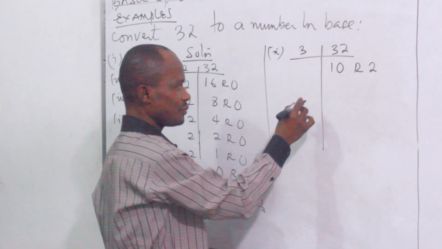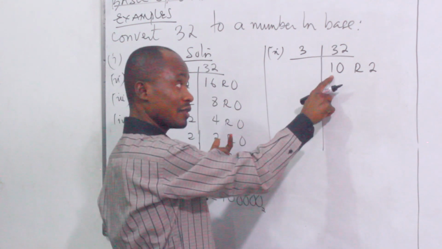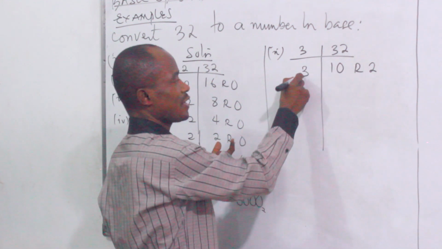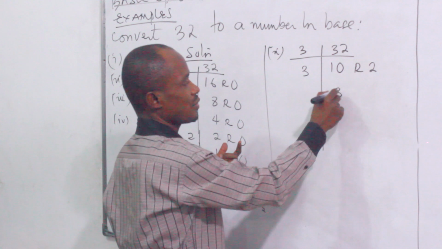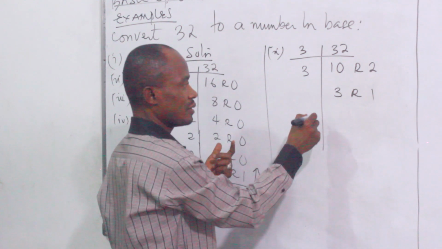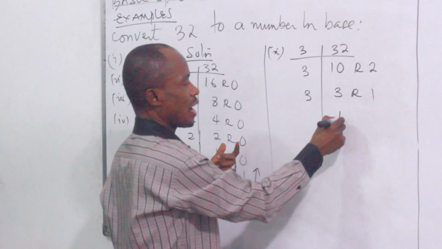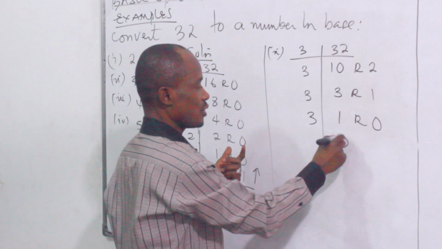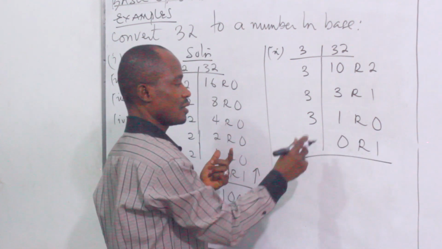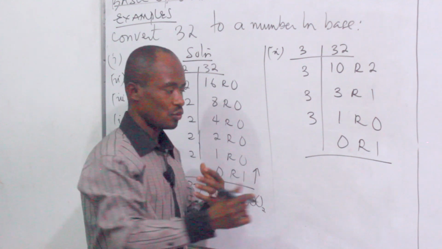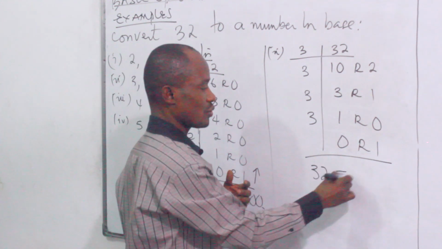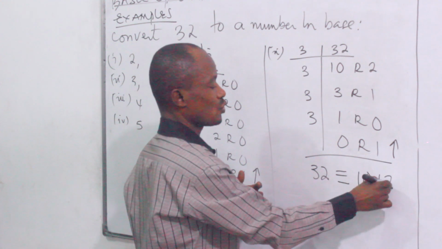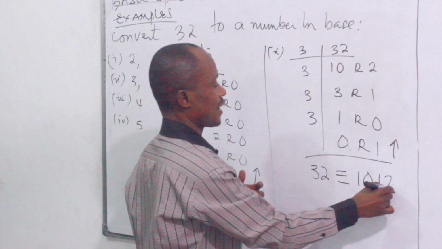Next again, just like 3 into 3 goes 1. 3 into 2, it can't, 0, remainder 2. Then divide again, 3 into 10 goes 3 times, remainder 1. 3 into 3, 1, remainder 0. Then 3 into 1, it can't, so you write 0, remainder 1. So in a nutshell, this is telling you that 32 is equivalent to, starting from the last remainder, 1, 0, 1, 2 in base 3.